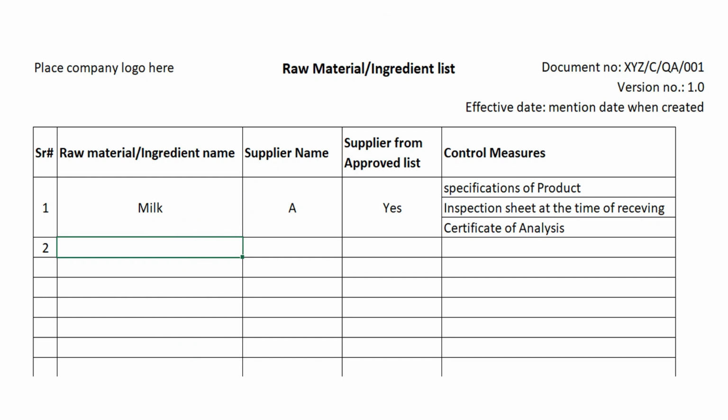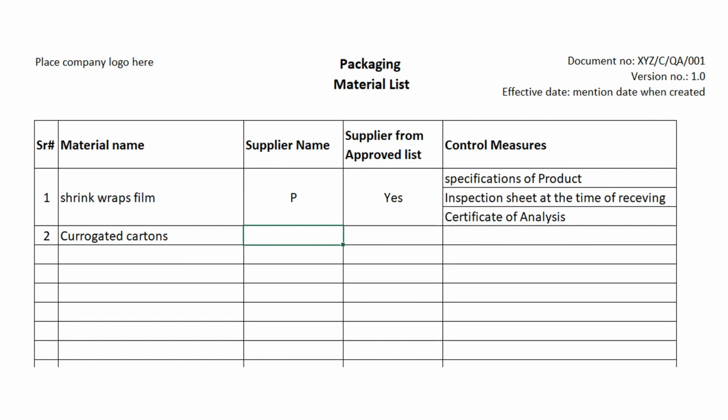And now the third list that you need to make to comply with this 9.2 clause is the packaging material list. Remember, we usually forget the packaging material during our overall HACCP study and evaluation. Please, this is very important nowadays due to sustainability policies or some authority or legal requirements. So make an approved packaging material list as well.